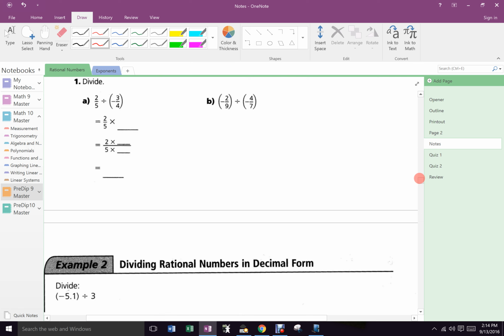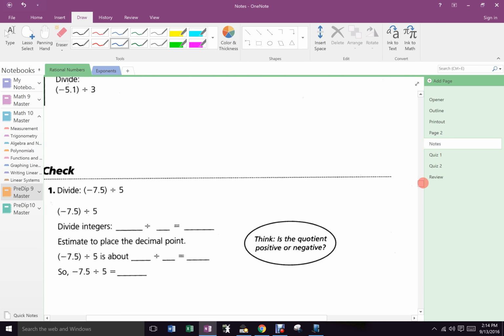So what's this really going to be? 2.5 times what? 4/3. And I'm forgetting the negative sign because I know the negative is going to be in the answer. What's my canceling? Is there any? No. 8/15. What's this one going to be? 2/9 times what? 7/4. Any cancelings? Yes. Where? 2 and 4. 1, 2. Answer? Negative 7/8. No, it's positive. Two negatives. Oh, we're on B now. Way to go. Okay. Positive.